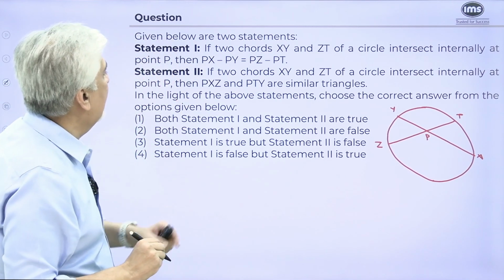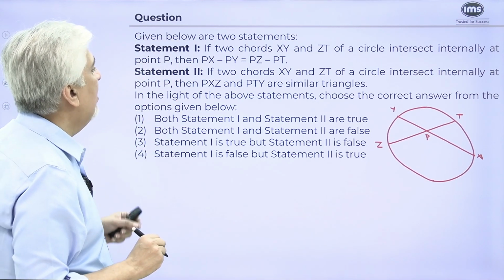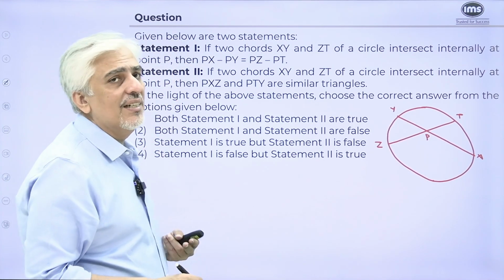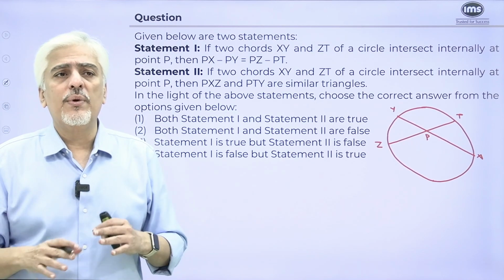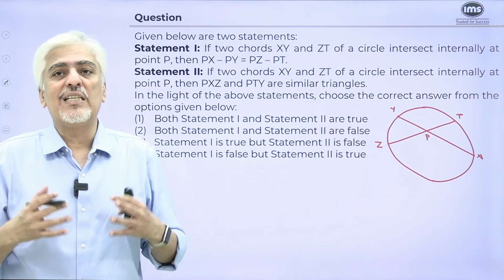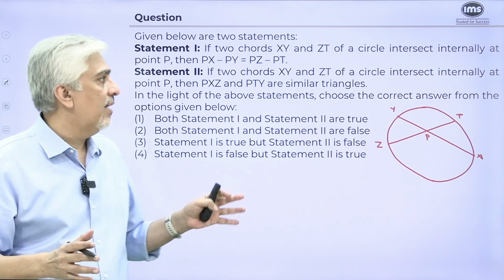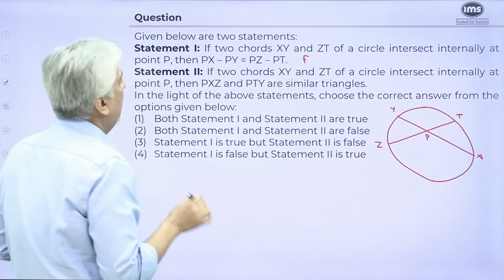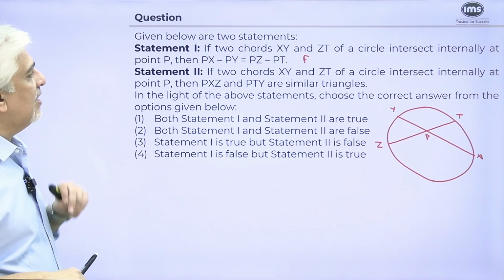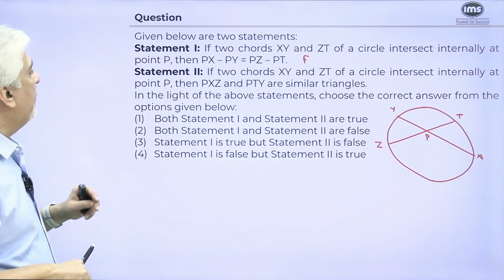Then is it necessary that Px minus Py will be Pz minus Pt? There is no such property in geometry. I know my geometry very well. Whenever chords are intersecting, there is a property of multiplication, but for minus there is no property, which means this is definitely false.